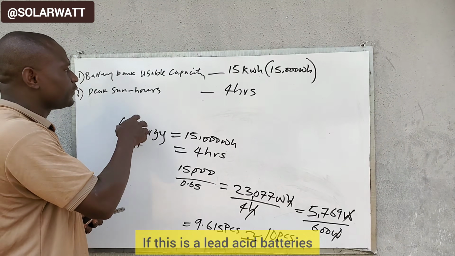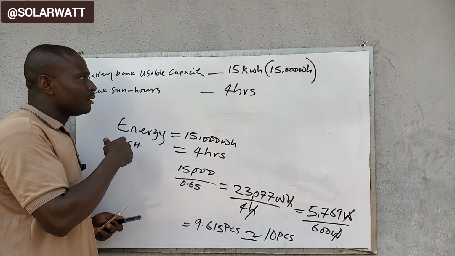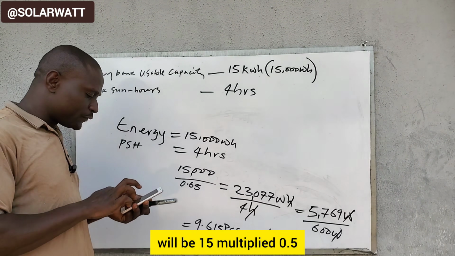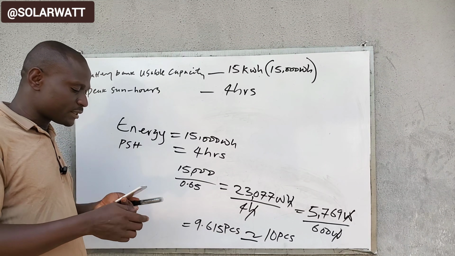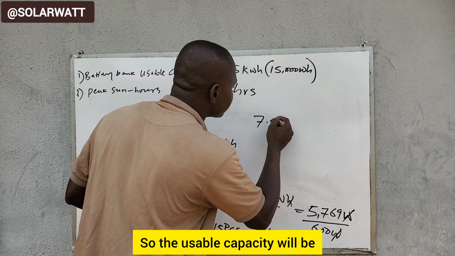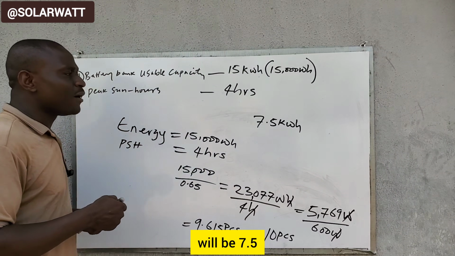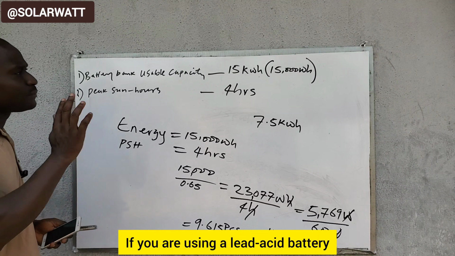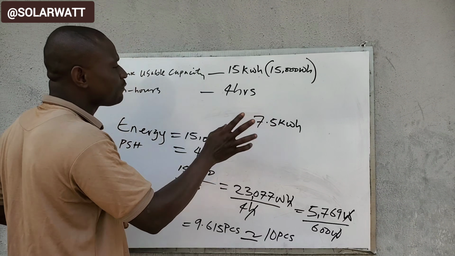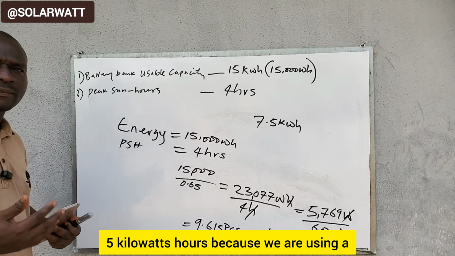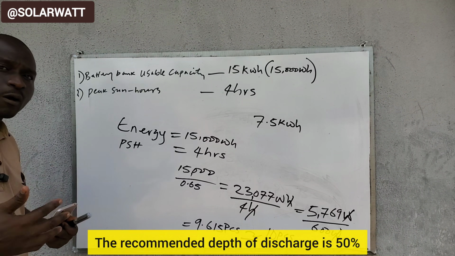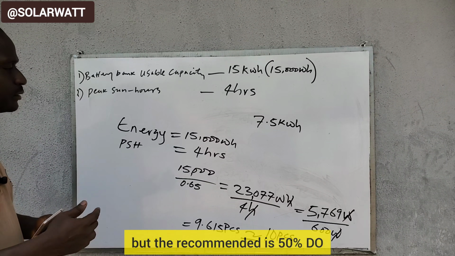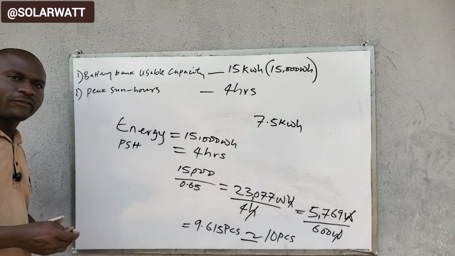If this is a lead acid battery, the usable capacity will be 15 multiplied by 0.5, that is 50%. So the usable capacity will be 7.5 kilowatt hours if it is a lead acid battery, because we are using a depth of discharge of 50% DOD. The recommended depth of discharge is 50% DOD. You can discharge up to 60, 70, 80, but the recommended is 50% DOD.